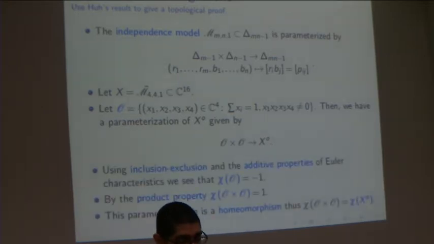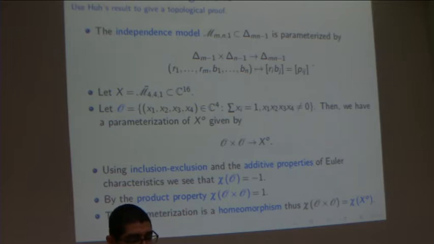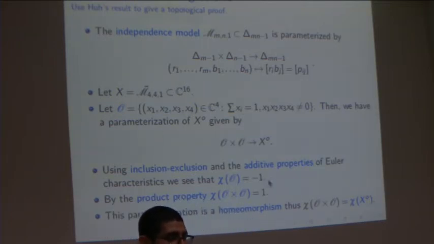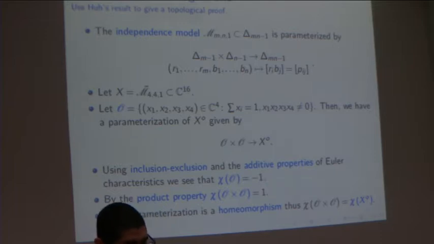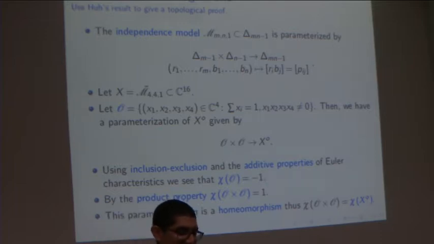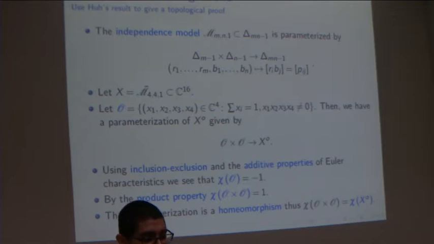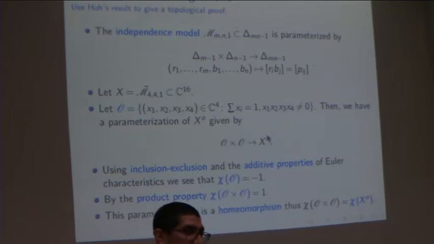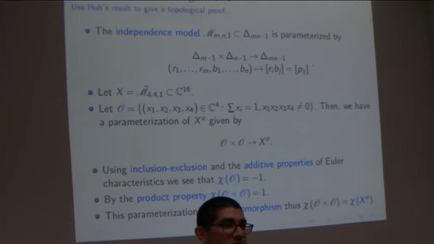And using inclusion, exclusion, and additive properties of Euler characteristics, you can determine that this Euler characteristic is equal to -1. If you want an exercise for some topology students, show it for the m and n equal to 2 case. But the important thing is the step at the end where this map here is a homeomorphism, so the Euler characteristics are the same. So they're both ML degree 1.